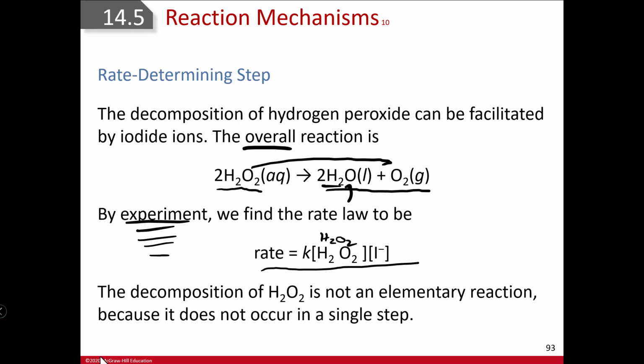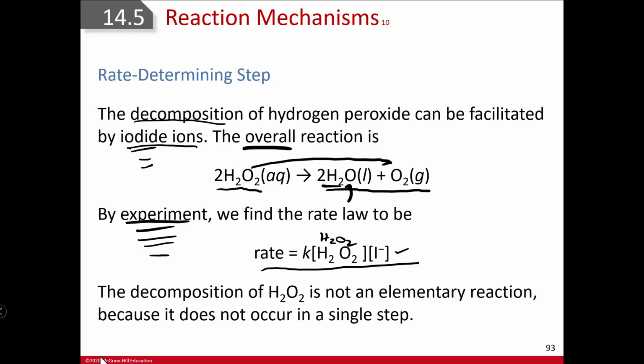And the other thing we see is iodine in the rate law, and you're going, we don't even see any iodine up here, right? It just says decomposition. Oh, yeah, it says decomposition with iodide ions. But iodine is not in the balanced chemical equation. So it does say that. There's iodide ions, and it facilitates the decomposition of the hydrogen peroxide.